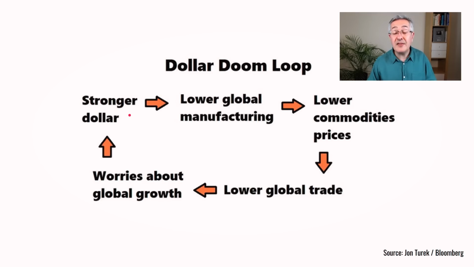Now let's look at the dollar doom loop. Now the way this cycle works is that initially we get a stronger dollar, as we've seen recently, and that leads to lower global manufacturing, and that's for reasons that we're going to see in a moment. Lower global manufacturing leads to lower commodity prices, which at the moment wouldn't be such a bad thing. Then we get lower global trade, and then worries about global growth then lead to the stronger dollar. Because as we've seen, fear in markets, particularly about growth, tends to make the dollar go stronger. So this becomes a self-reinforcing cycle, but it's a harmful one because it reduces global trade.